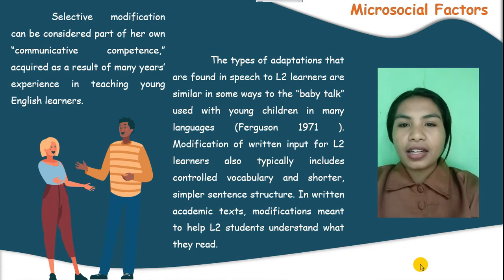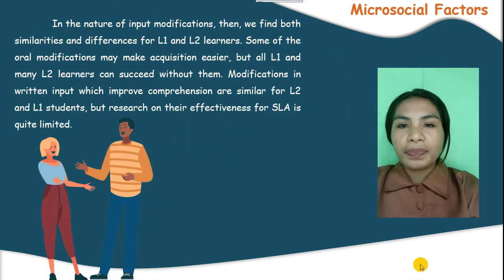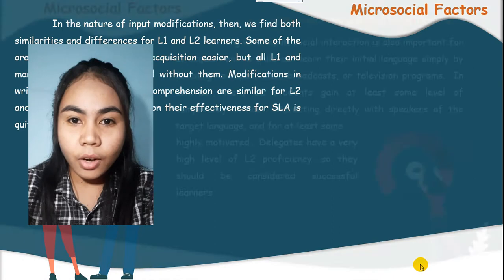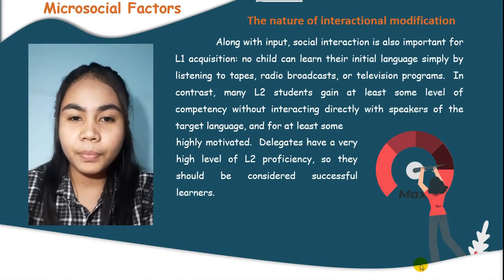In the nature of input modification, then, we find both similarities and differences for first language and second language learners. Some oral modification may make acquisition easier, but all first language and many second language learners can succeed without them. Modifications in written input which improve comprehension are similar for second language and first language students, but differ in their effectiveness. The nature of interactional modification.